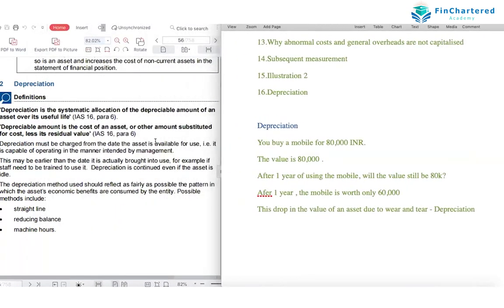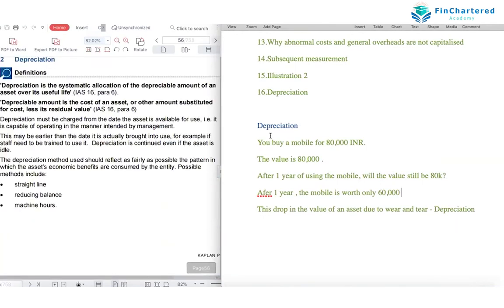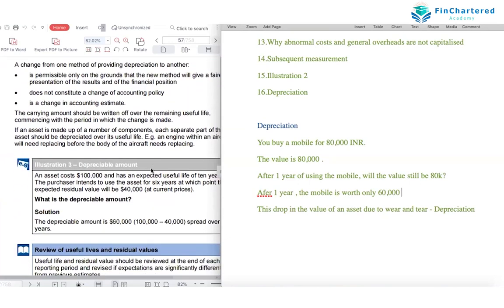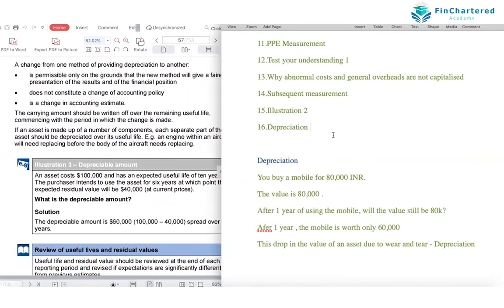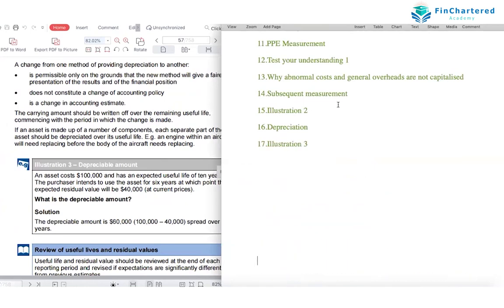Now, there are various ways of doing depreciation. There is the straight line method, there is reducing balance. But again, we will start off with the sums and the numericals, and I will explain to you illustration 3. What is illustration 3?